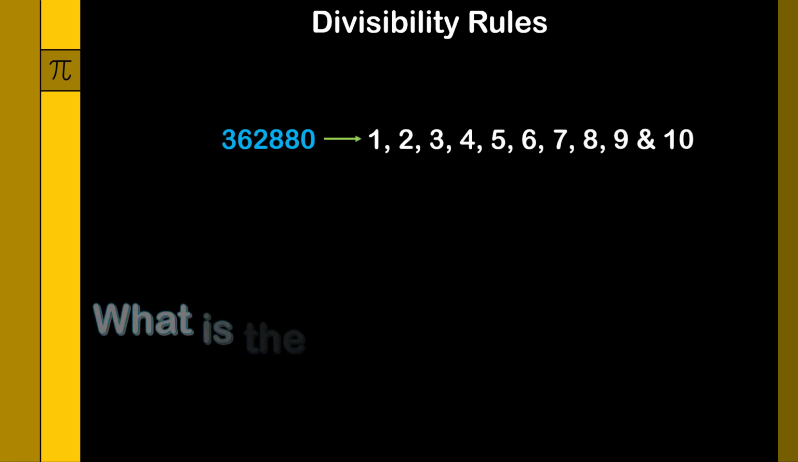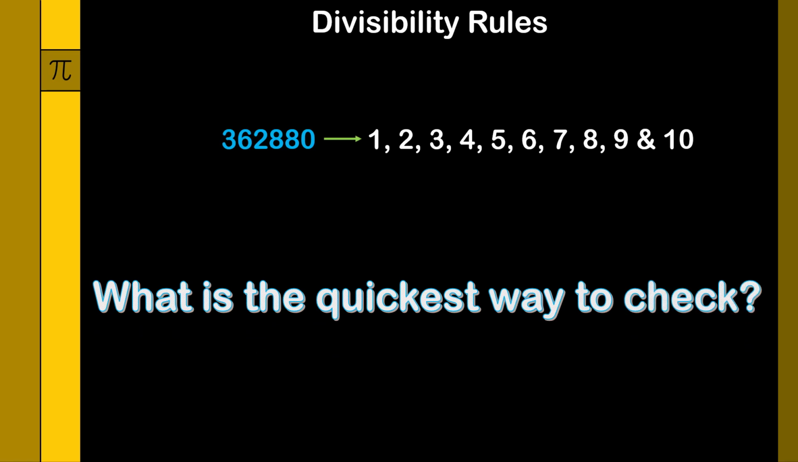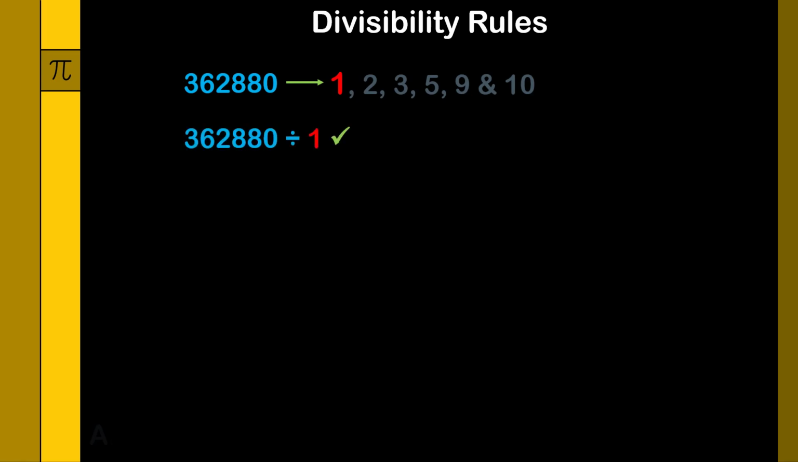Well, I think that 362880 is divisible by all the numbers from 1 to 10. But what is the quickest way to check if this is true? First, let's eliminate the obvious, which are 1, 2, 3, 5, 9, and 10. Then I will show you how to check if a number is a multiple of or divisible by 4, 6, 7, and 8. 362880 is divisible by 1.